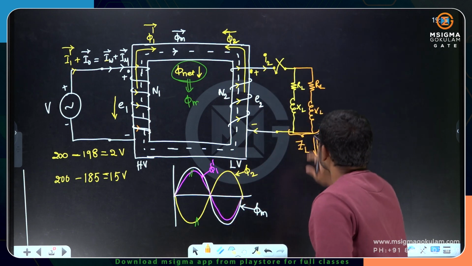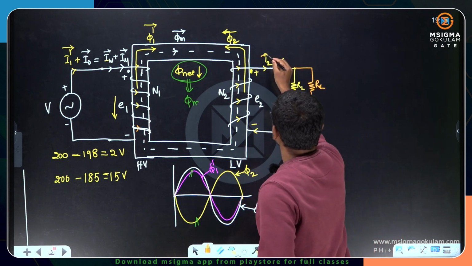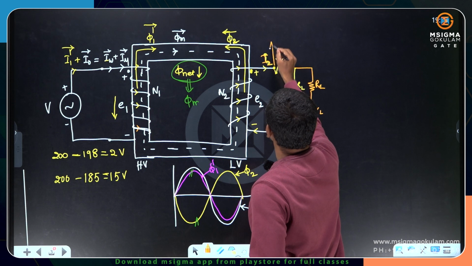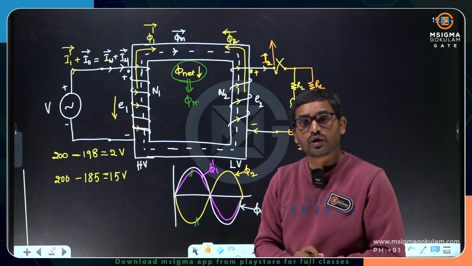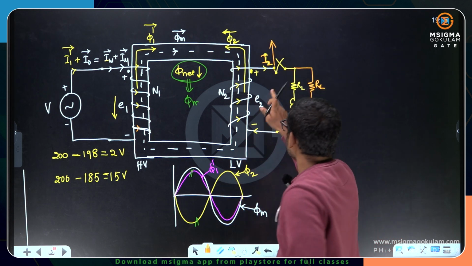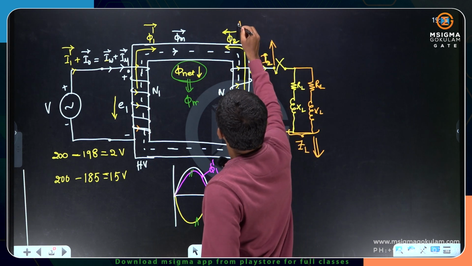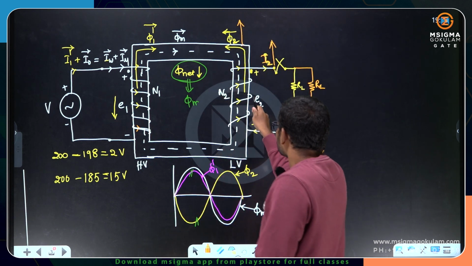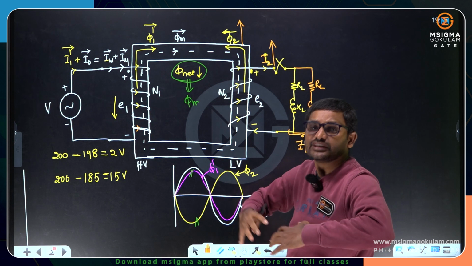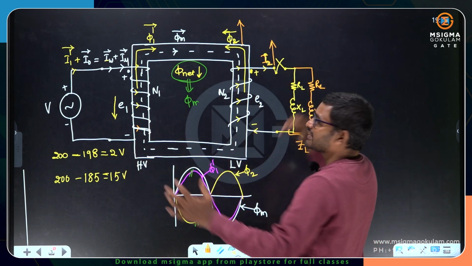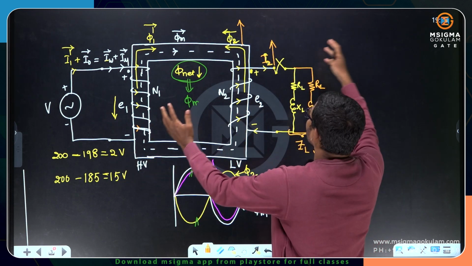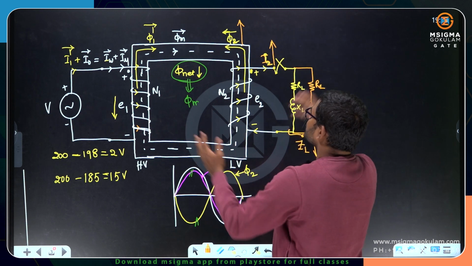As the equivalent impedance decreases, now this current will increase. I2 component will increase, load component of current will increase. If the load component of current increases, phi 2 will increase. That means this N2 into I2 will increase. Magnetomotive force produced on the secondary side will increase. More magnetomotive force will be produced.